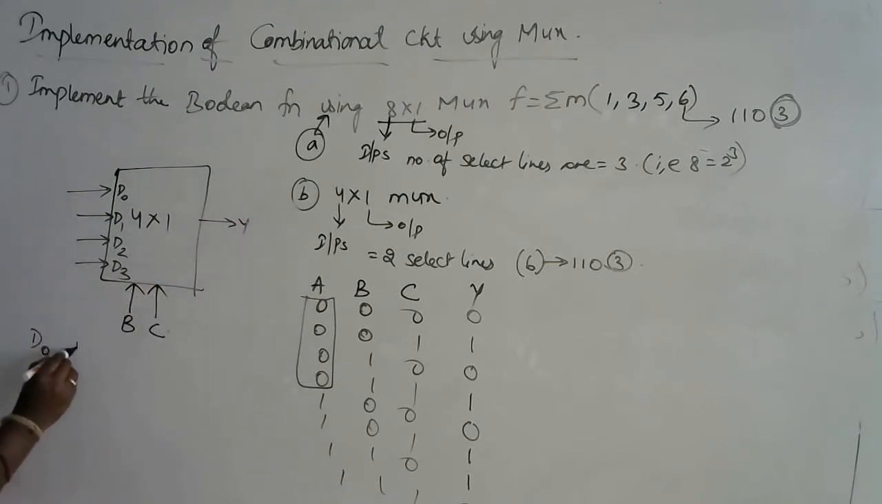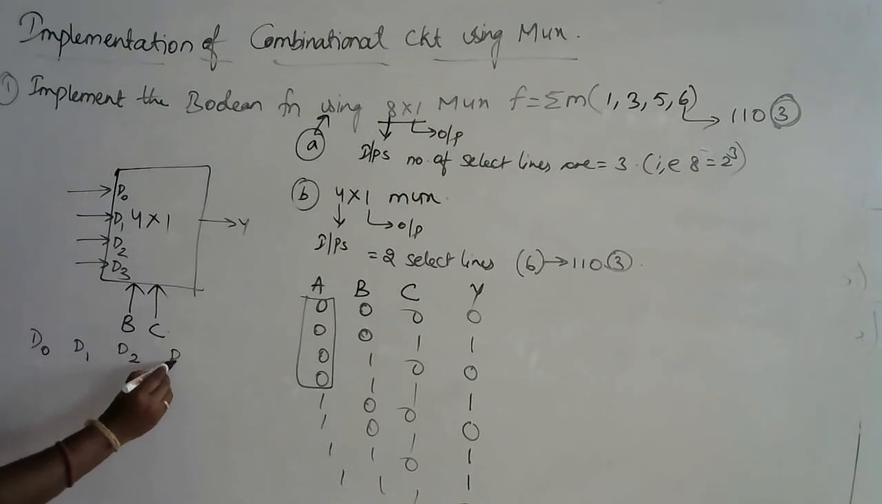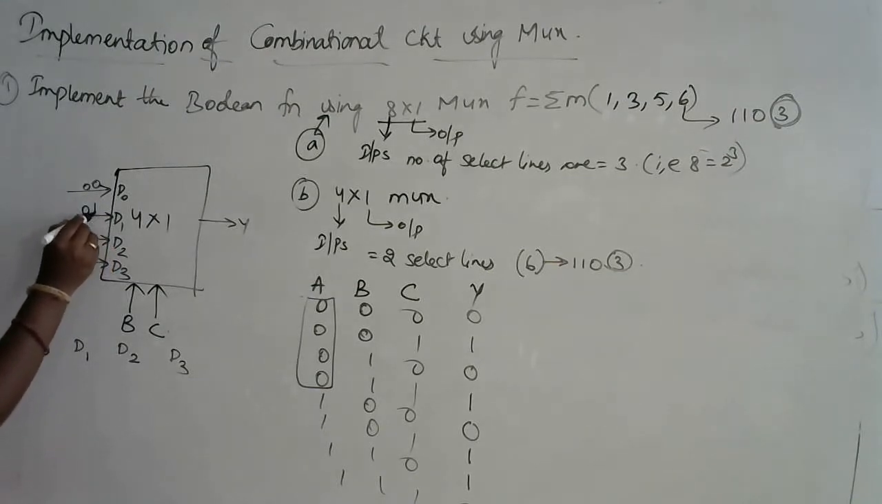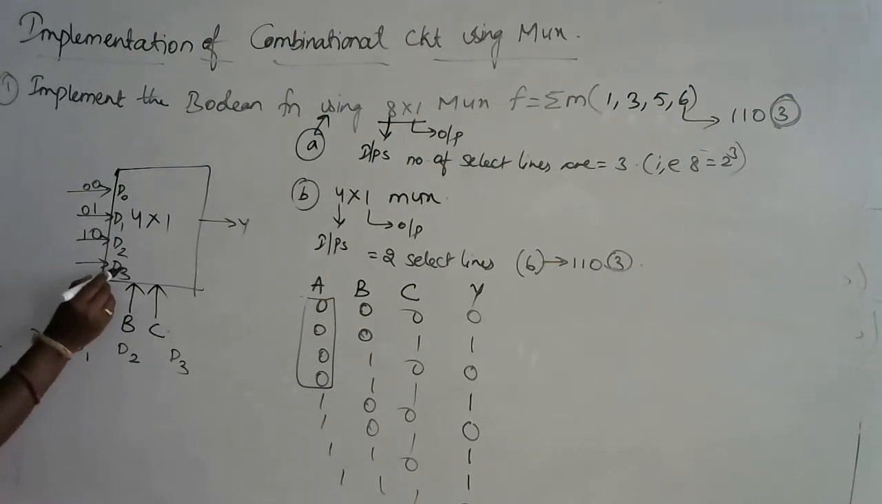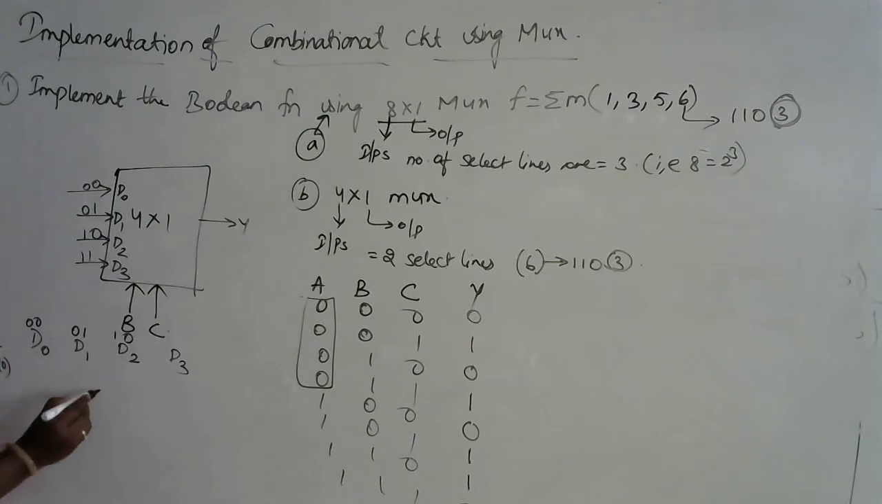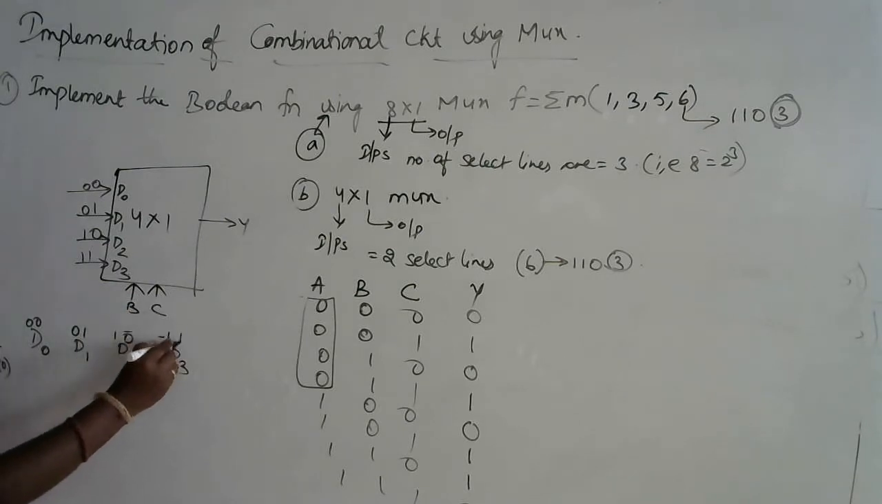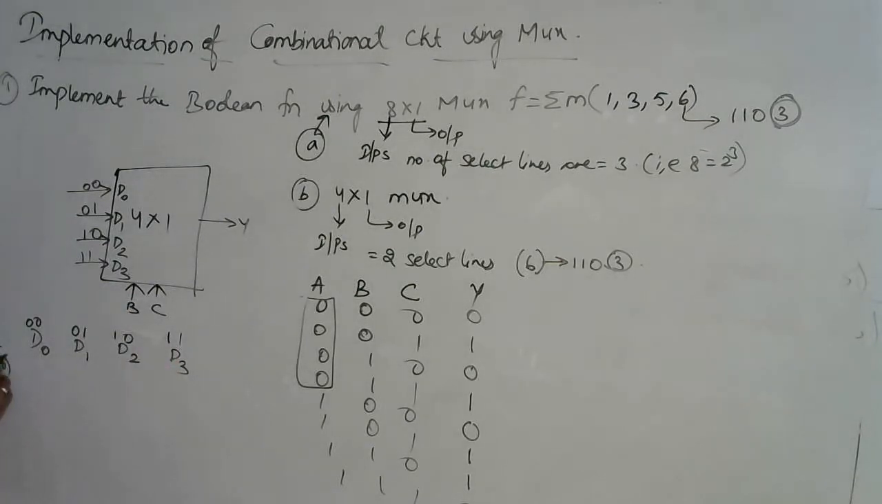Now write down D0, D1, D2, D3. As I am saying that I am considering A as the input, I am writing here A bar because for the first 4 numbers I am having A bar. D0 is nothing but what? 0, 0. D1 is 0, 1. D2 is 1, 0. D3 is 1, 1. This is A bar. This itself indicates 0. D0 is 0, 0. D1 is 0, 1. D2 is 1, 0. D3 is 1, 1.